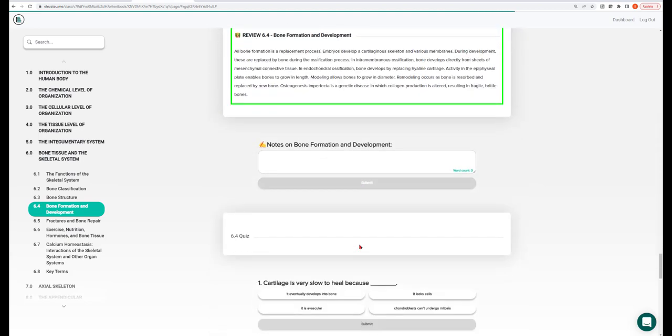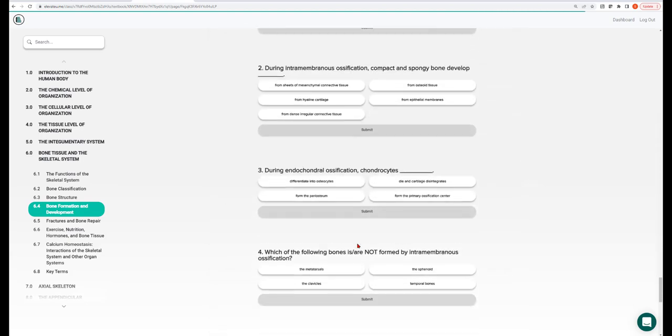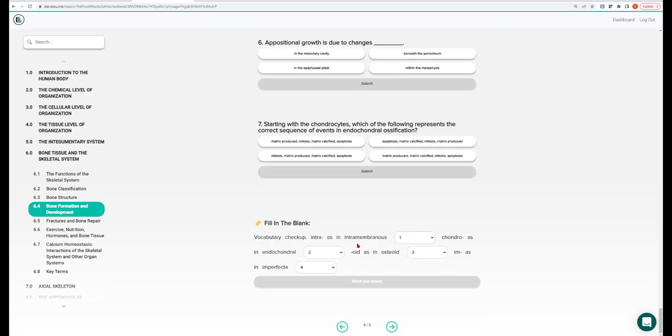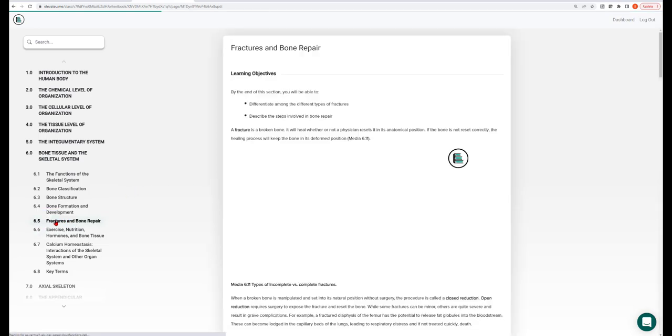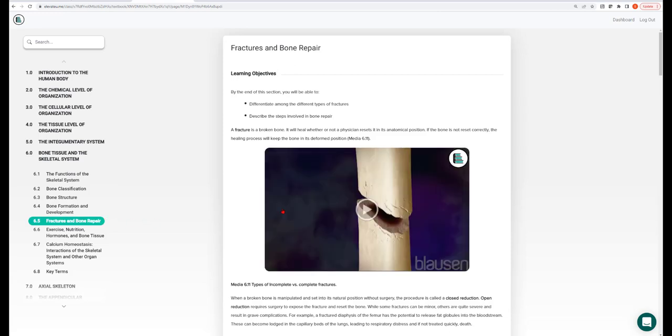So that brings us to the end of 6.4. Again, I keep saying it, make sure you're answering the questions and check on the vocab checkups at the end. The last section from the book is 6.5 on fractures and bone repair. Many of you probably have broken a bone, or certainly most of us know someone who has broken a bone.